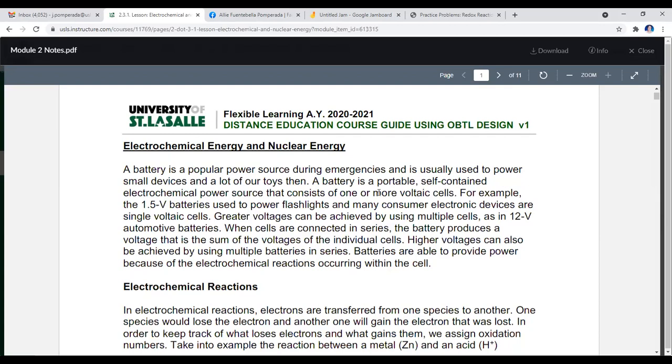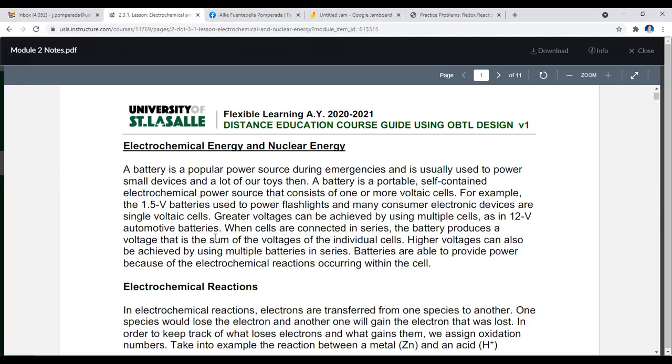Now, a battery is portable, a self-contained electrochemical power source that consists of one or more voltaic cells. So a battery may just consist of one voltaic cell or several cells arranged in series. For example, the 1.5 volt battery used to power flashlights and many consumer electronic devices is a single voltaic cell. Greater voltages can be achieved, as I mentioned a while ago, by using multiple cells, as in a 12-volt automotive battery.